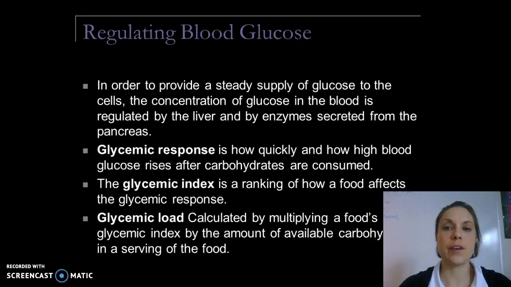This is part 2 of Chapter 4, Nutrition 230. First, we're going to talk about regulating blood glucose.